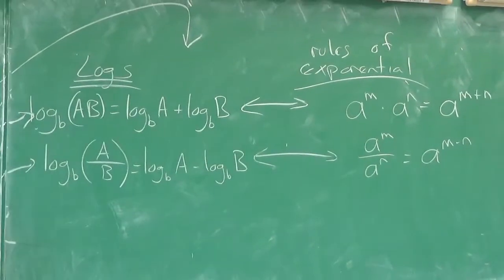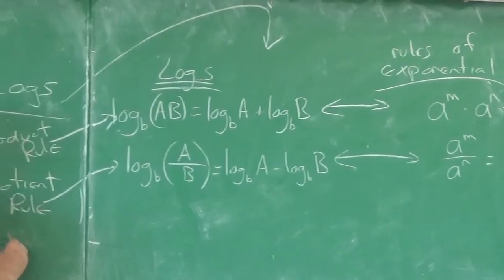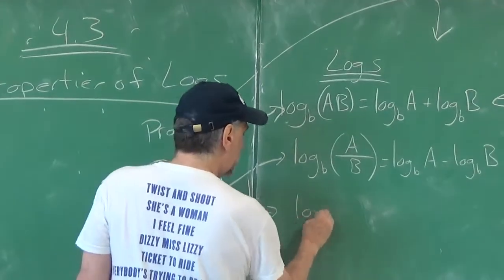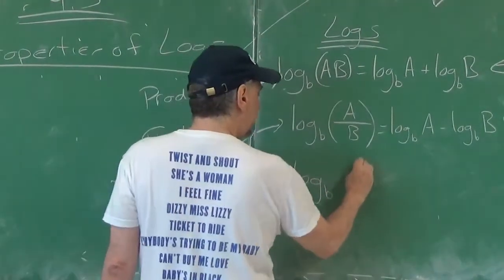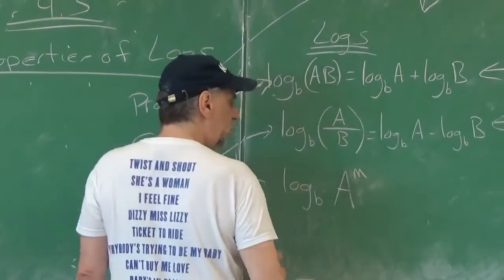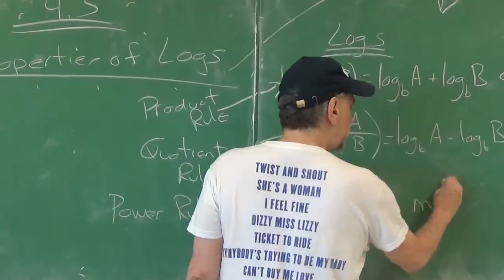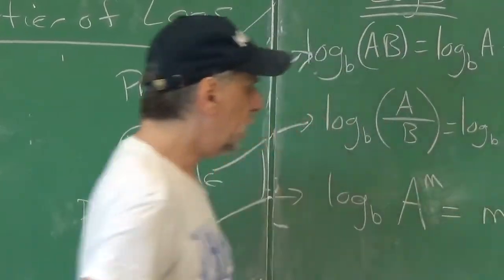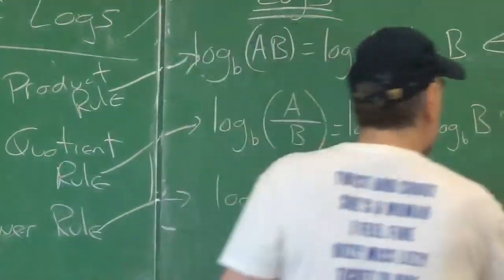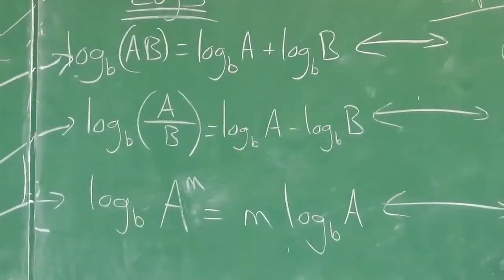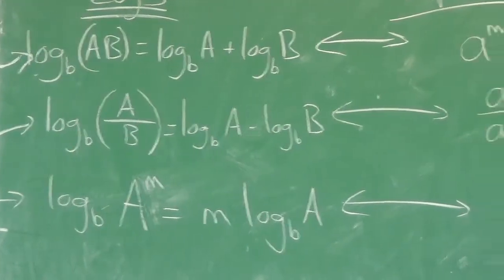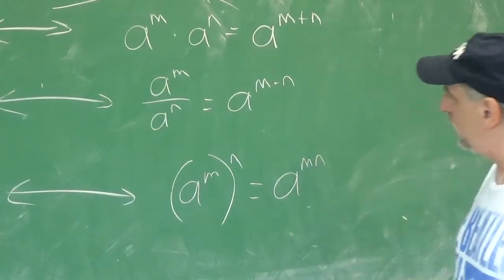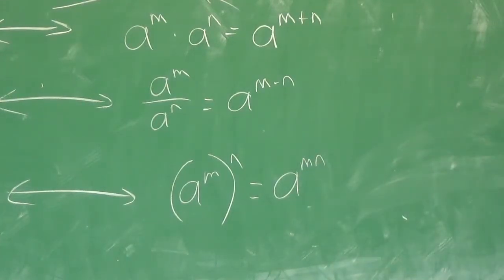And then we have the power rule. And the power rule says if I have the logarithm of something raised to an exponent, I can take that exponent and put it out in front of the logarithm. And that's going to be similar to when we take one exponent and raise it to a second, we multiply those exponents together.